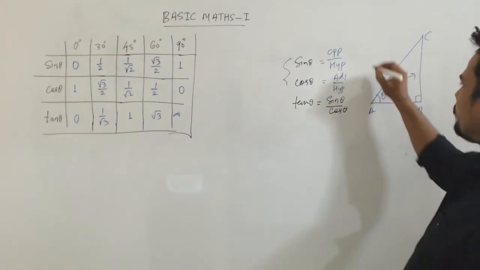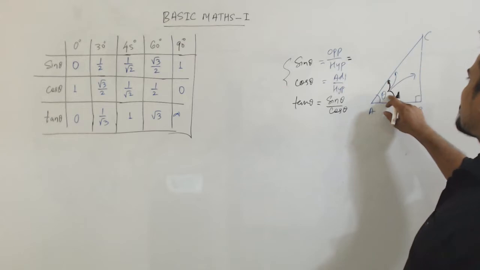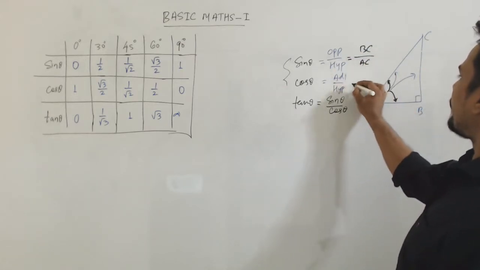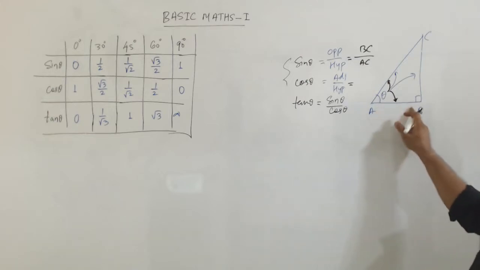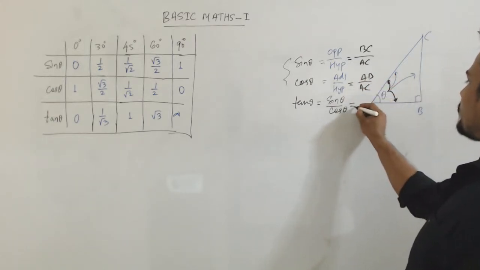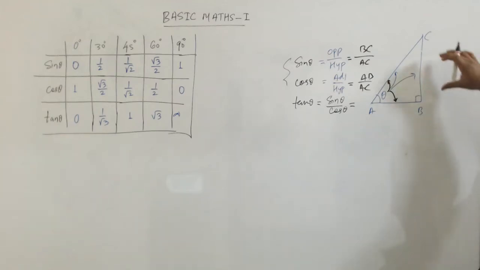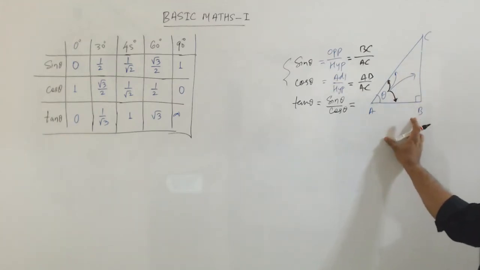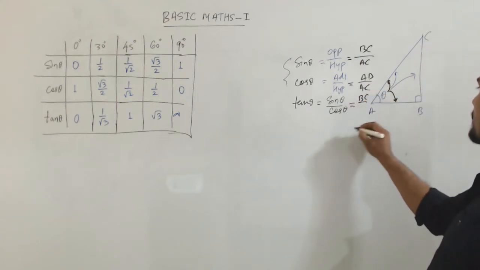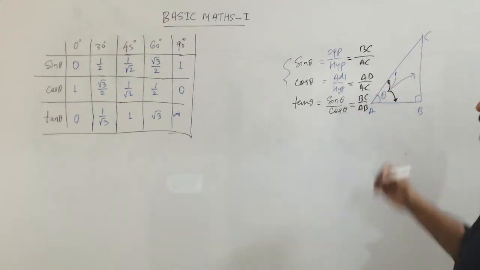So sine theta over here is opposite. Let's suppose for this particular angle that should be BC upon AC. Likewise for cos theta, adjacent which is AB upon AC. Now tan theta is defined as opposite by adjacent. That means for this theta, opposite is going to be BC and the adjacent is going to be AB.